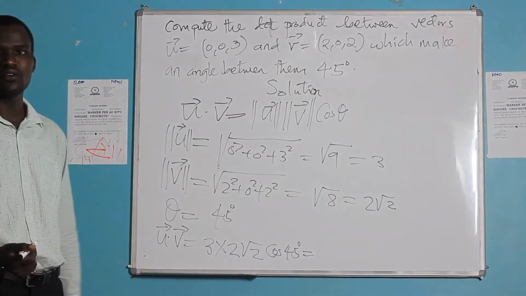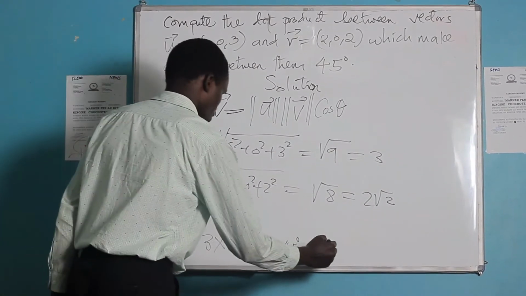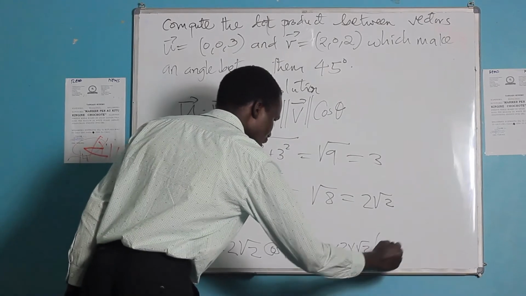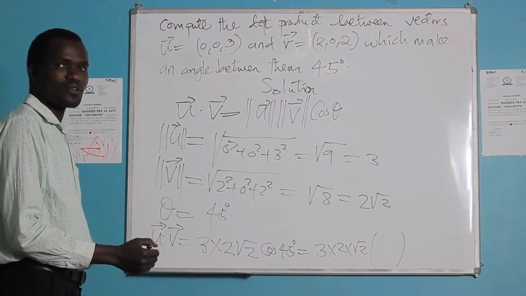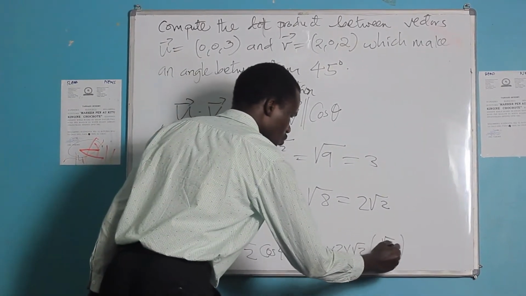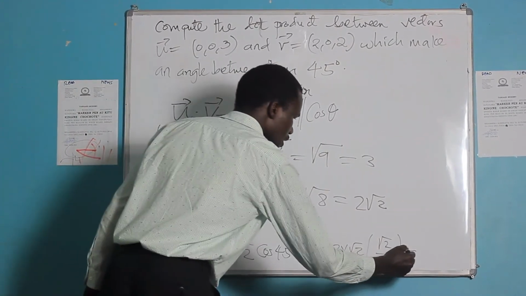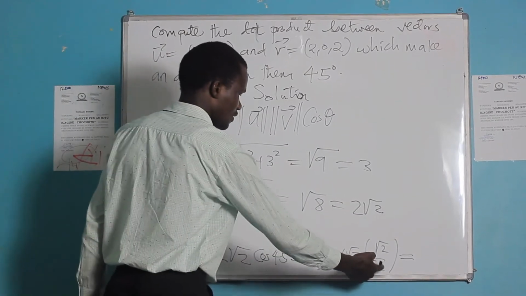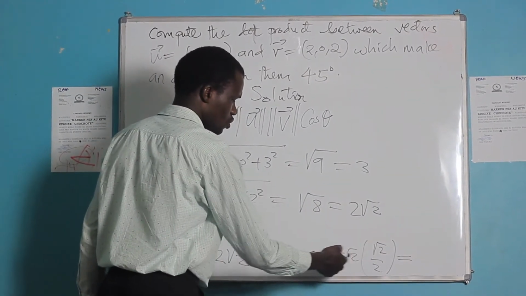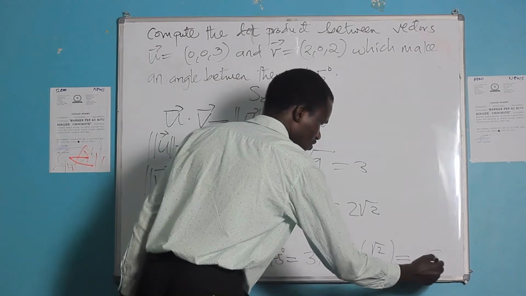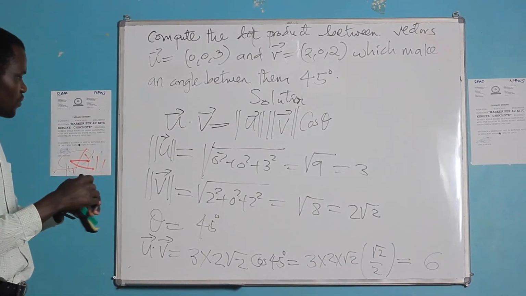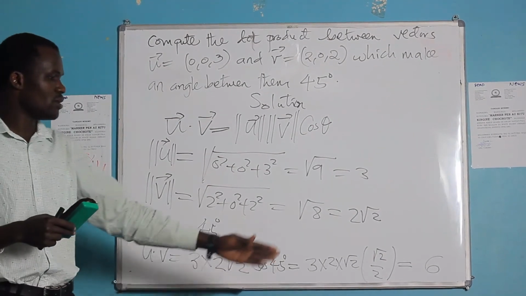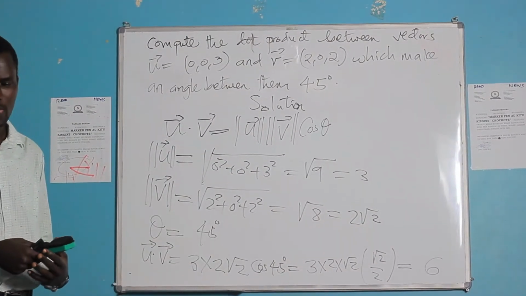So remember 45 is a special angle. So here it is 3 times 2 times under root of 2 times the cosine of 45, which is under root of 2 over 2. And here we are going to get 6. This cancels with this one, this time this is 2, 2 times 3 gives 6. So therefore, the dot product of these two vectors u and v is equal to 6.